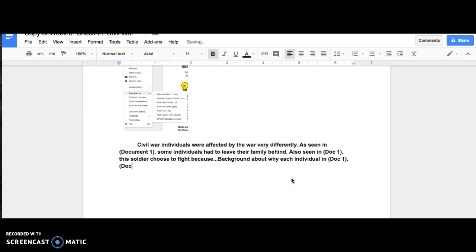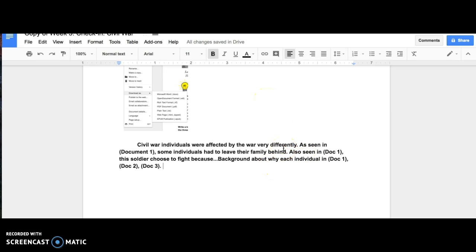Then I would look at Doc 2 and explain why they chose to fight. And then I'd look at Doc 3 and explain why they chose to fight. So you're using those documents within your essay. You're citing where you're getting your information from, and you're responding to those questions in essay form.